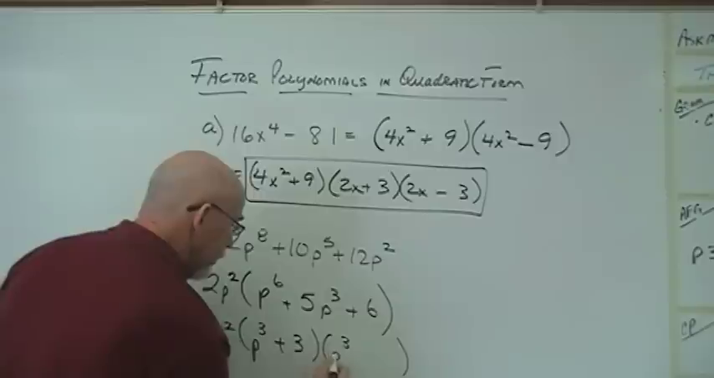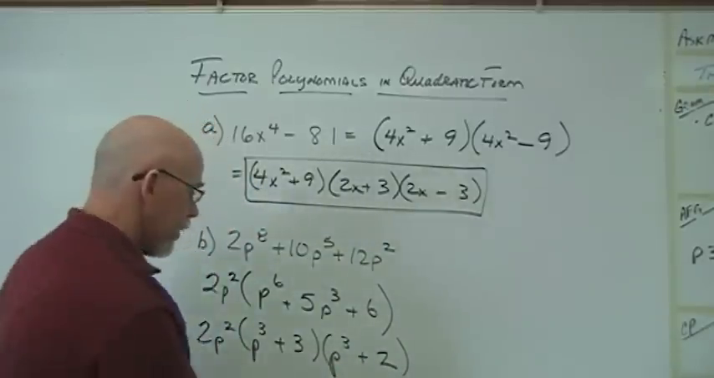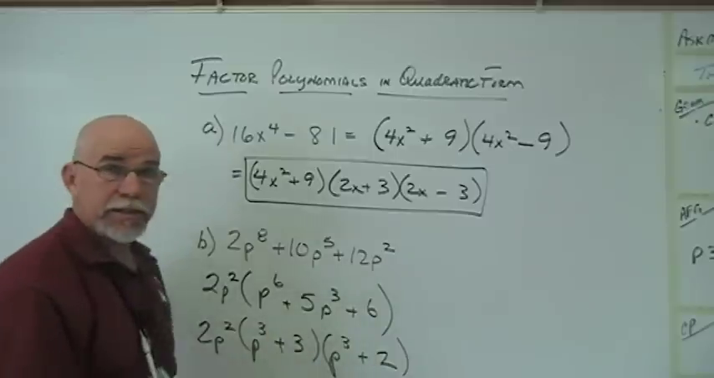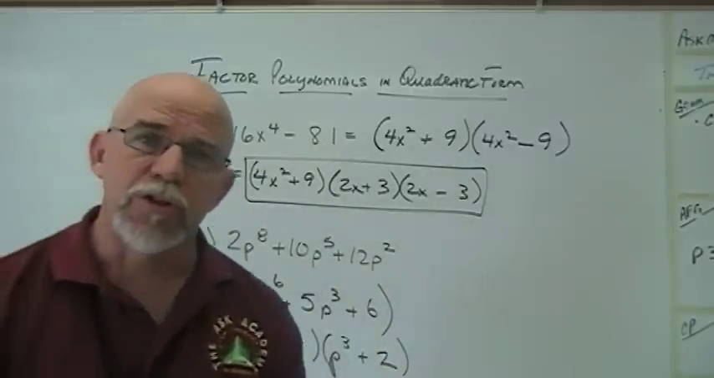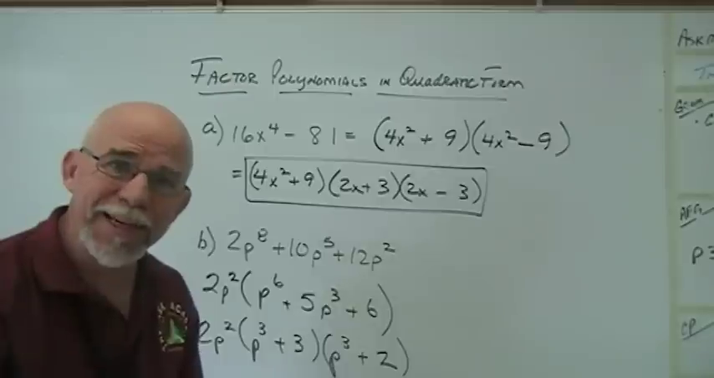So if I put a positive 3 and a positive 2, and then check my outer and inner of that FOIL, I'm going to get 2p to the 3rd, and then 3p to the 3rd. Indeed, that does add to the 5p to the 3rd term I have in the middle, so I factored that correctly. Is it factored completely?